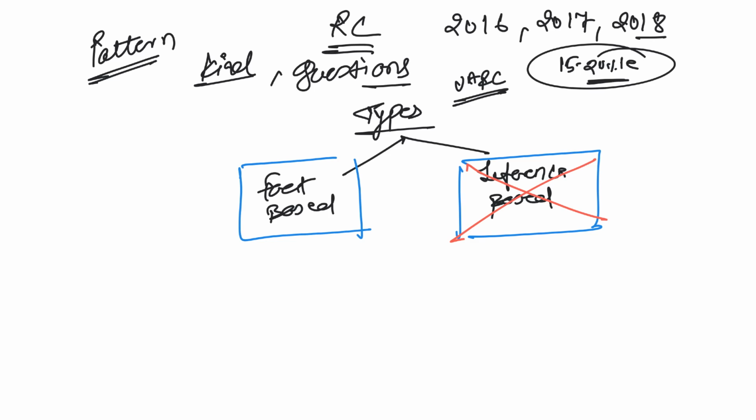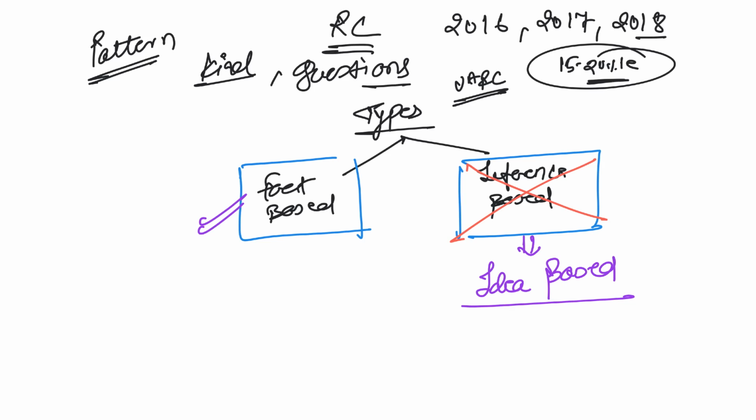What has remained intact is fact based. No doubt fact based RCs have always been there in CAT, and you can see them. But what is not there in CAT is inference based. So what is replacing inference based? Nothing is left of inference based, but now what you have is something called idea based. Understand guys, there is a heck of a lot of difference between inference based and idea based.